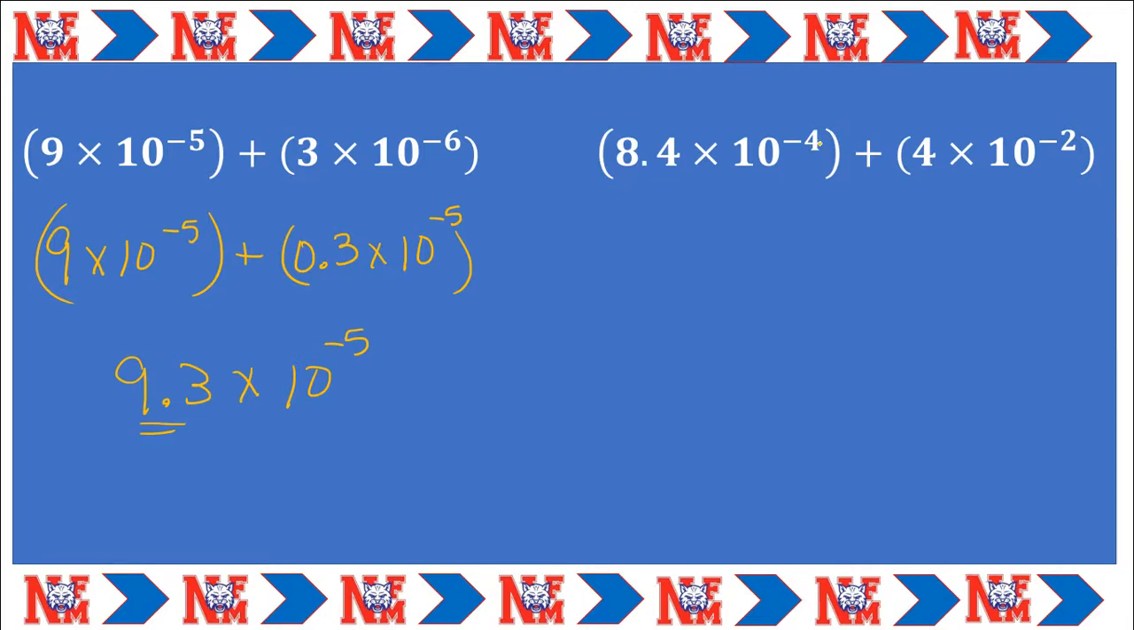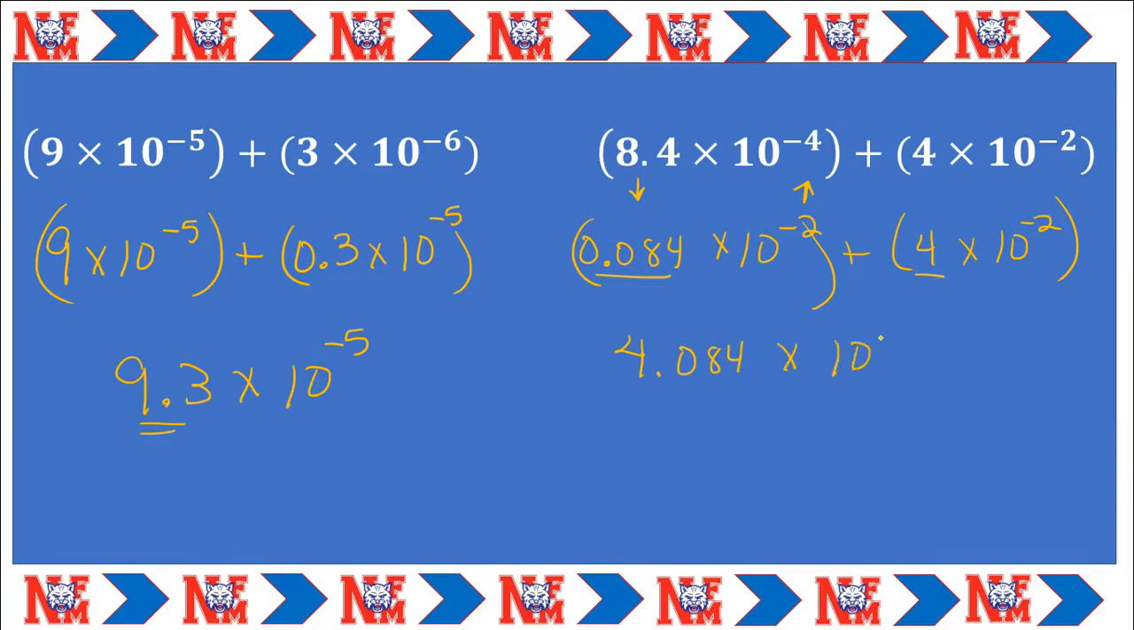Okay, here we go. Let's change this -4 to a -2. So from a -4 to a -2 is increasing. So I must decrease this by moving the decimal twice. So I went up here in value, so I'm going to go down in value here, and I'm going to move it twice. So I'm going to add my coefficients and get 4.084 times 10 to the -2. And the coefficient looks good.